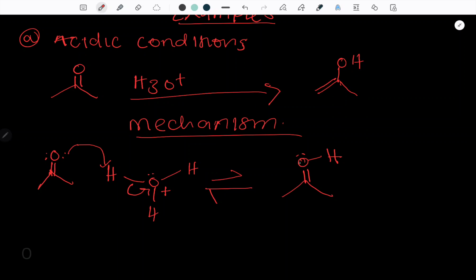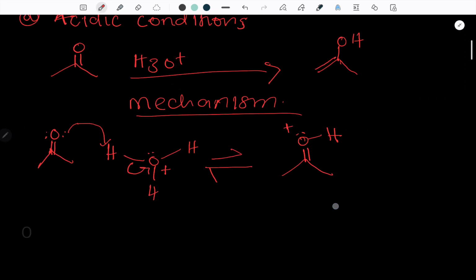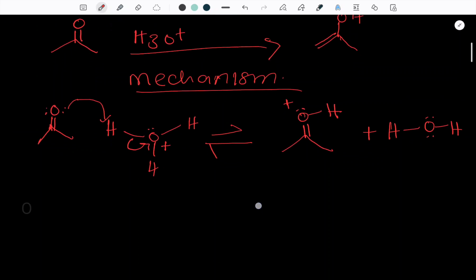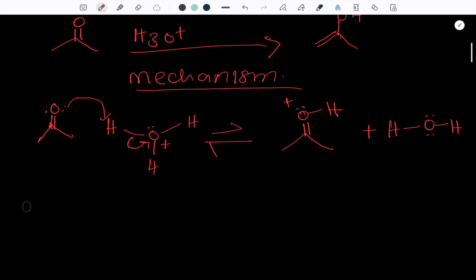Now if oxygen is connected to it, if oxygen has 3 bonds, 1 2 3, automatically it becomes positive. Okay, then what is another product apart from this? The other product which is formed is water, H2O. This product is neutral. So now, after the water and this compound has been formed, the same water is going to be used.